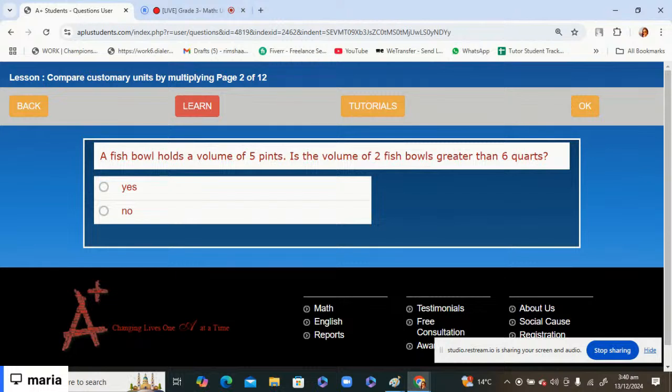5 pints multiplied with the 2. 5 times 2 is 10. 5 pints multiplied with the quarts, that is 6. 5 times 6 is 30. So is the volume of 2 fish bowls greater than 6 quarts? Yes or no? One answer is 10, the first answer for the fish bowls, and for the quarts, the answer is 30. So is it right or wrong? Tell me which option. Yes or no? So the option is no.